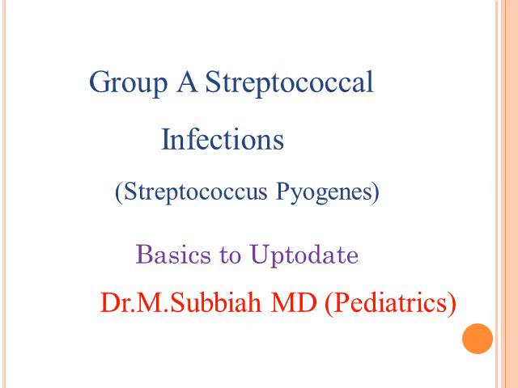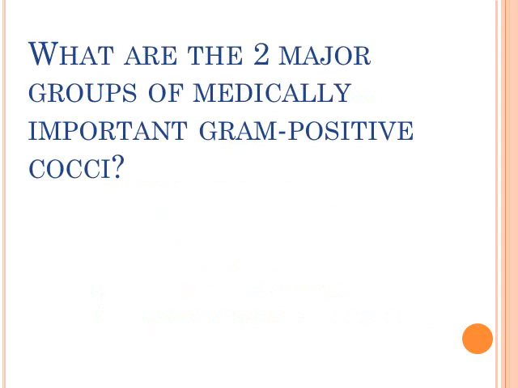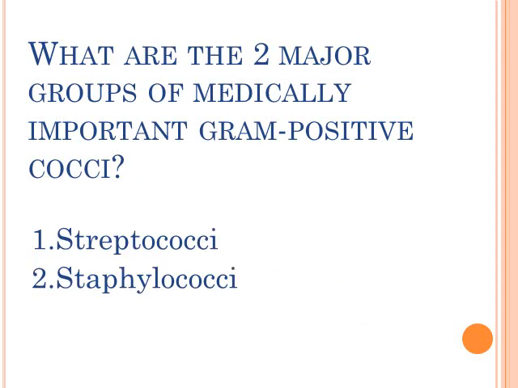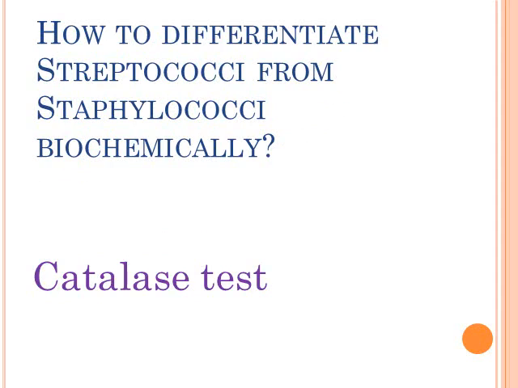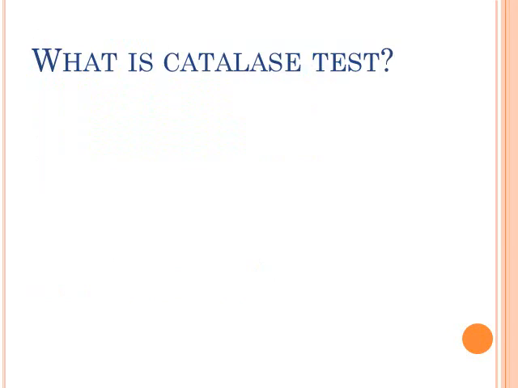Today I'm going to discuss a very important and common topic, Group A streptococcal infections, from basics to up to date. So what are the two major groups of medically important gram-positive cocci? Streptococci and staphylococci. How to differentiate streptococci from staphylococci biochemically? By doing the catalase test. So what is the catalase test?